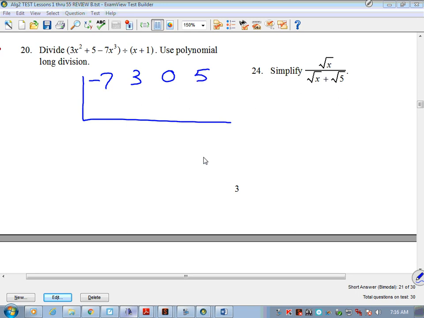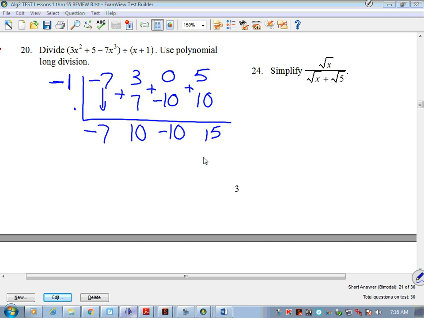And instead of dividing by x plus 1, I'm solving for the solution of x plus 1, which is negative 1. X equals negative 1. So I'm going to bring down my first term. Okay, then I'm going to multiply negative 1 times negative 7, which is 7. And I'm going to add inside here. So that's going to be 10. Then I multiply by negative 1, which is negative 10. I'm going to add, which is negative 10. Okay, then multiply, which is 10, and then add, which is 15.